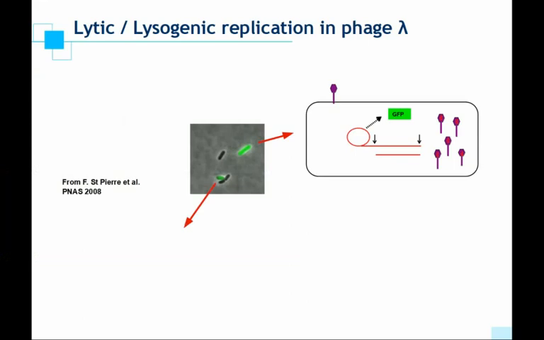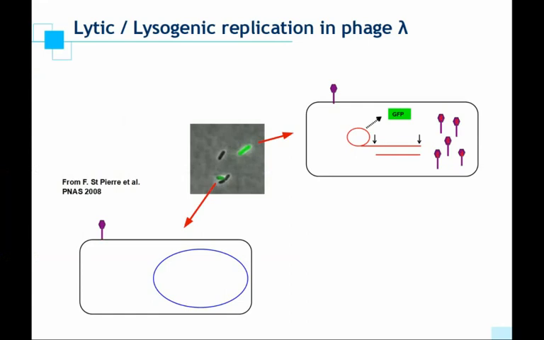However, for this one, something different happens. The first step is just the same. Phage DNA is injected into the host bacterium. It will recircularize. And then, instead of replicating, it's going to be integrated into the host cell chromosome. This occurs by the action of the phage integrase, which recognizes a specific site in the bacterial host chromosome, the lambda attachment site.